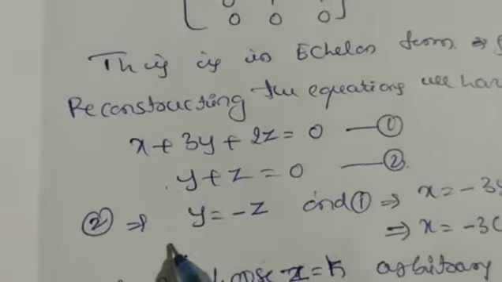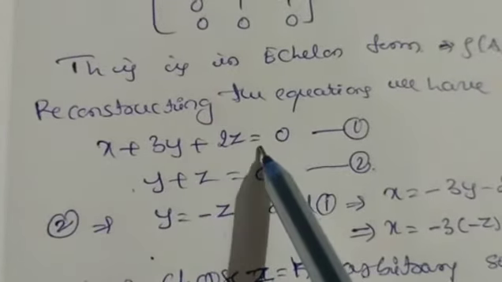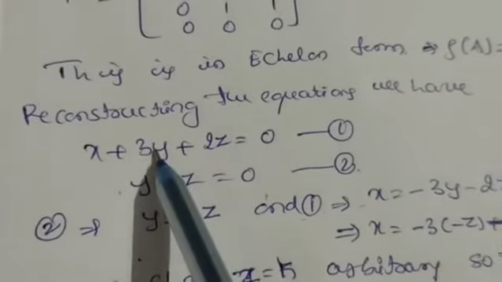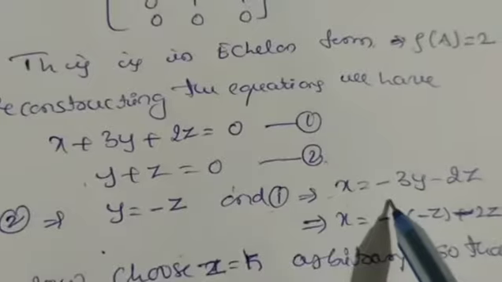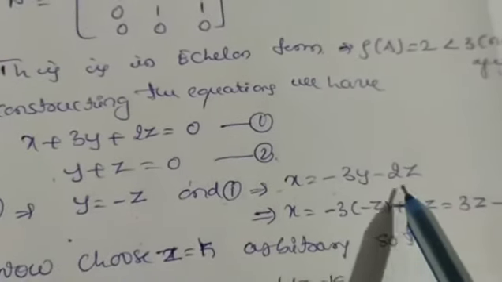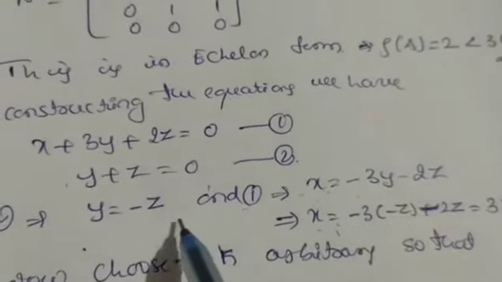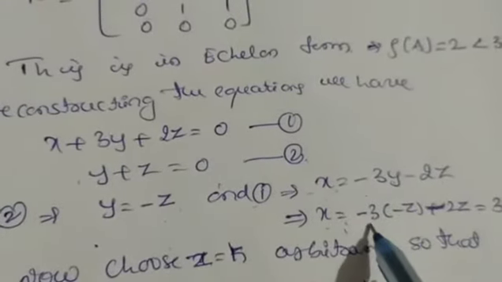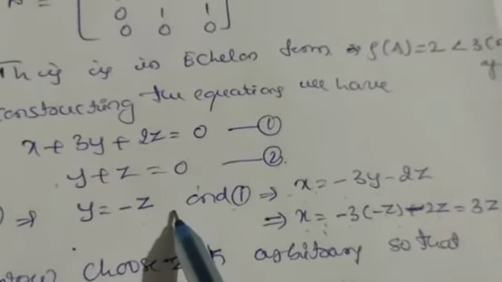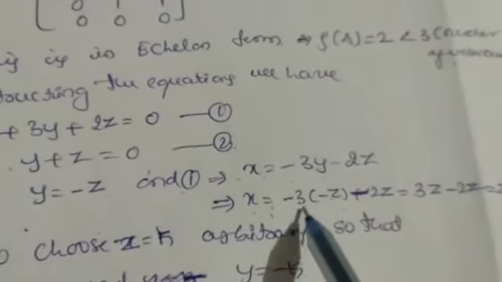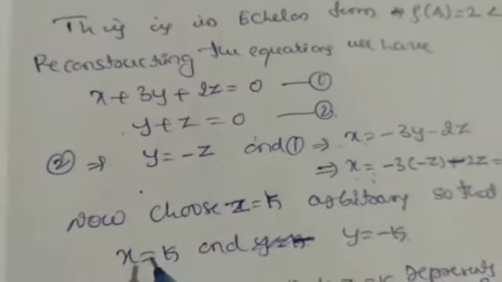From the second equation, what do we have? Y is equal to, taking z to this side, minus z. And equation 1 implies x is equal to, taking 3y and 2z to this side, x is equal to minus 3y minus 2z. This implies x is equal to, substituting the value of y, which is minus z: minus 3 into minus z, minus 2 into z. Opening this bracket, plus 3z minus 2z is z. So x is equal to z.